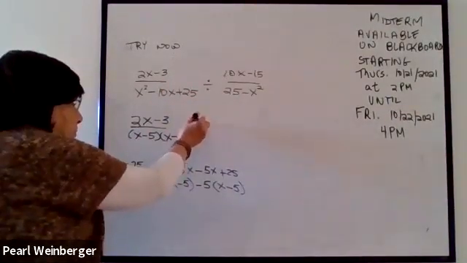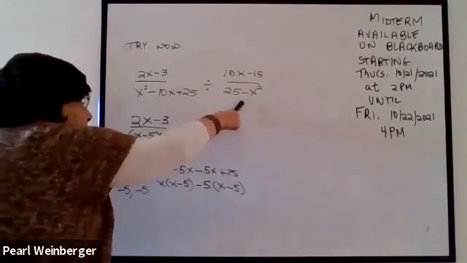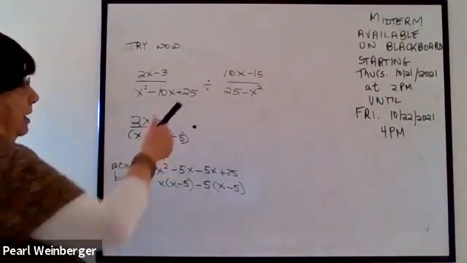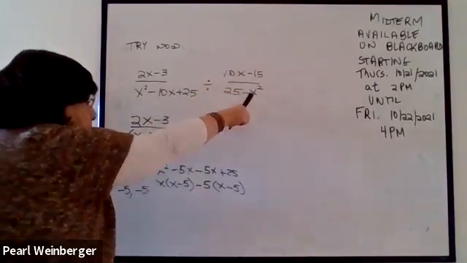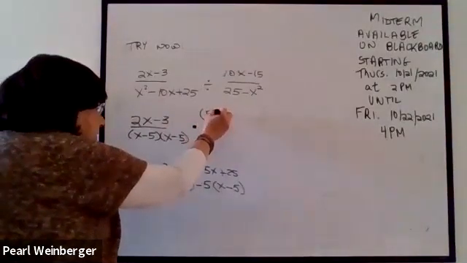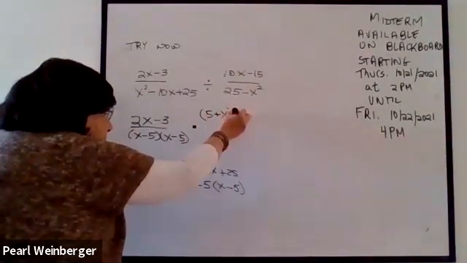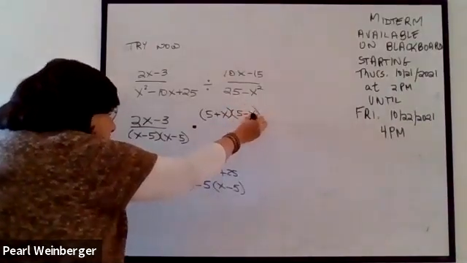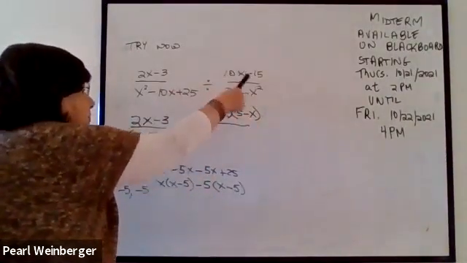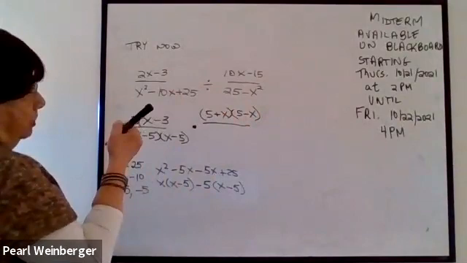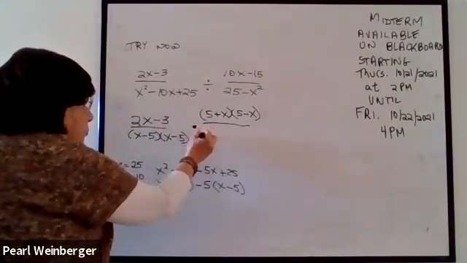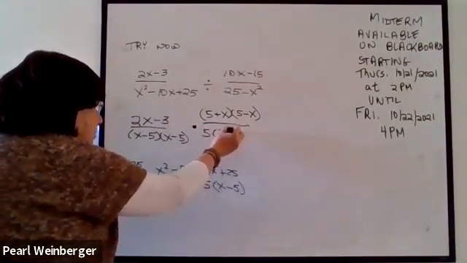We're changing this to a multiplication. So we're now looking at our top being 25 minus x squared, but of course we want to factor that. And 25 is a perfect square and x squared is a perfect square, so it's the difference of squares. So we can factor that into 5 plus x and 5 minus x. And finally, the denominator is going to be this 10x minus 15, but of course we can factor that as well. It has a common factor of 5. So I'm going to do 5 times 2x minus 3.